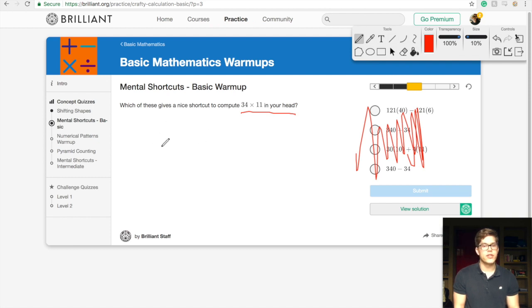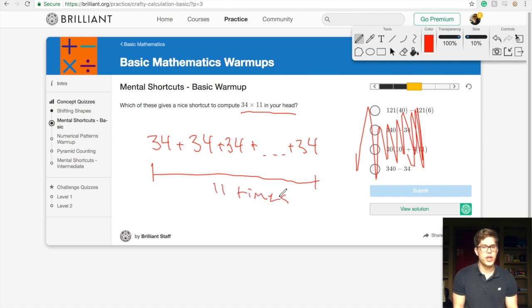How I would do it is, well, you have to remember what multiplication is. Multiplication is just, in this example, 34 plus 34 plus 34, and you add it up 11 times. This is a total of 11 times. So what we could do is take this 34 through all of them until the last one. We could do 34 times 10, and then we could just add another 34, and that would be our answer.